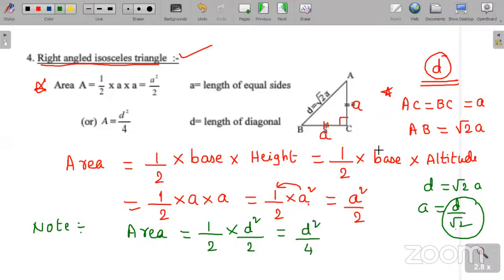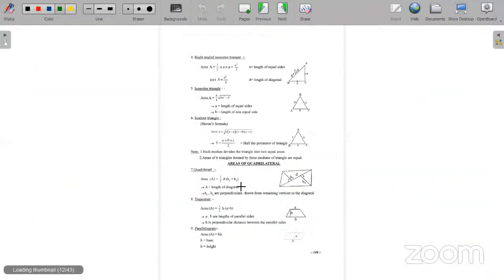So that means if one of the sides, actually the legs, height and base, are both equal in a right angle triangle, that is called an isosceles right triangle, and the area is a square by 2. If the diagonal d is given, then d square by 4 is the area of the isosceles right triangle. So this is the formula, right?